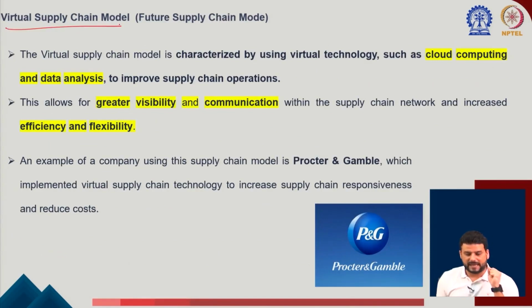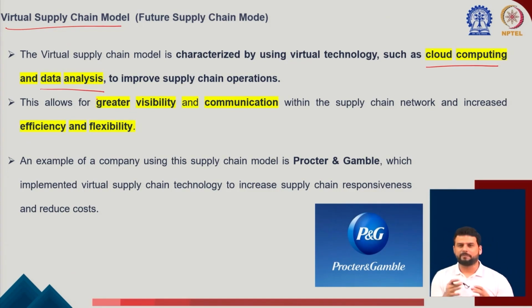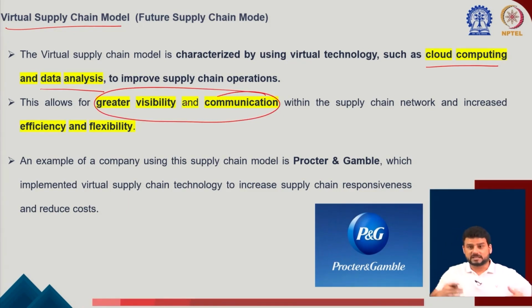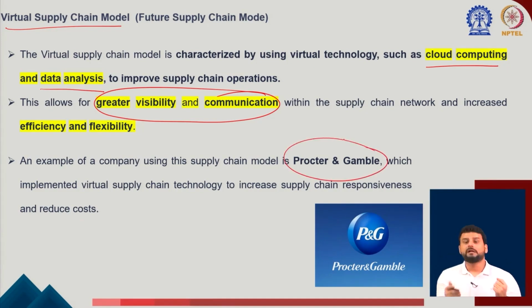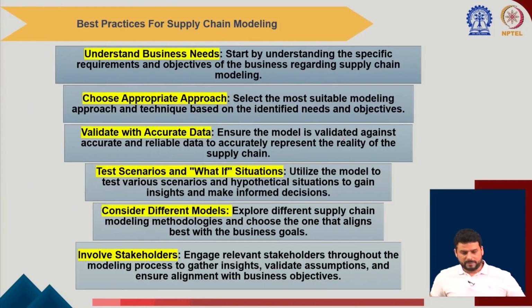Another is your virtual supply chain model, right, which you can consider the future supply chain model as well, where we are taking the help of cloud computing and data analysis. So AI, IoT systems will be part of this. The only purpose here is greater visibility and communication. The things I was talking about, to be more efficient, quick, agile, flexible, what you need? You need to share information quickly, and Procter and Gamble are doing this. They are sharing information quickly and managing minimum inventories, because only when a product is required are they shipping that product, right? So, best practices for supply chain modeling: you need to understand the business needs.